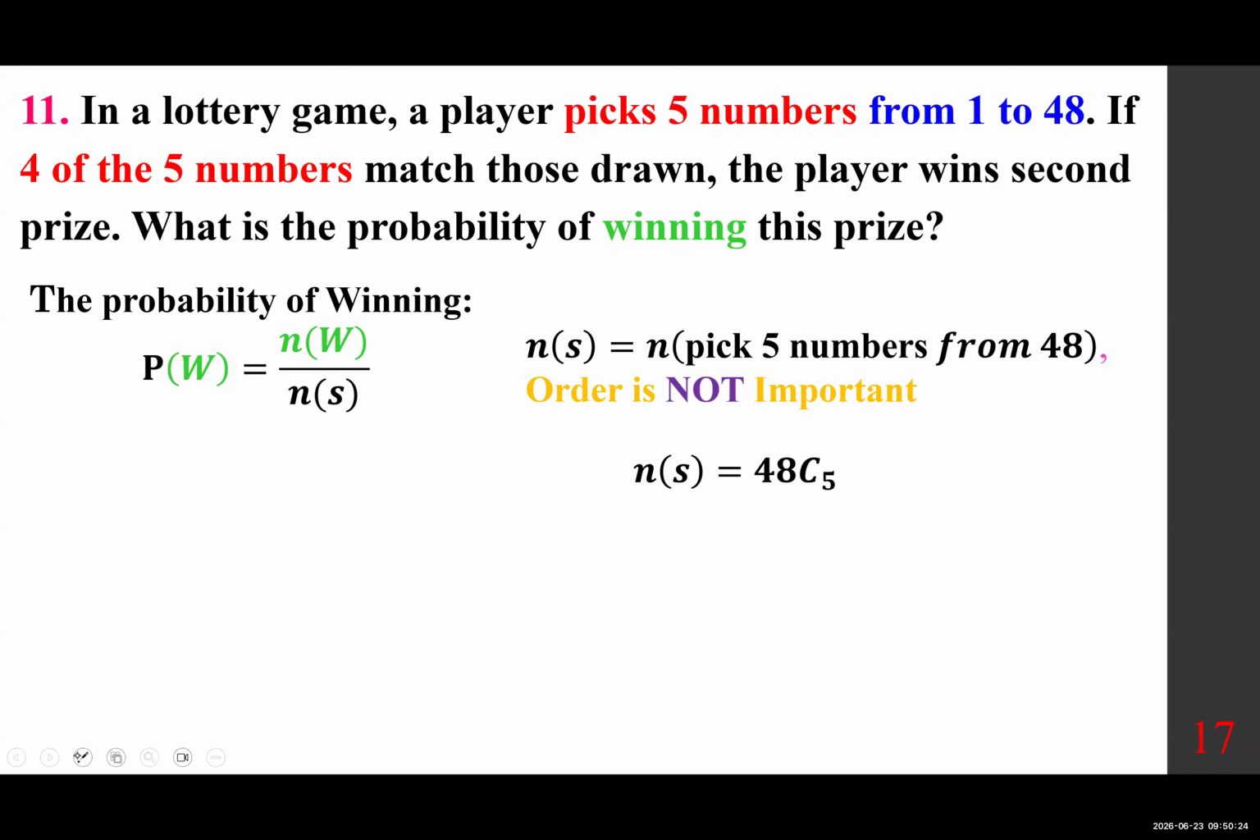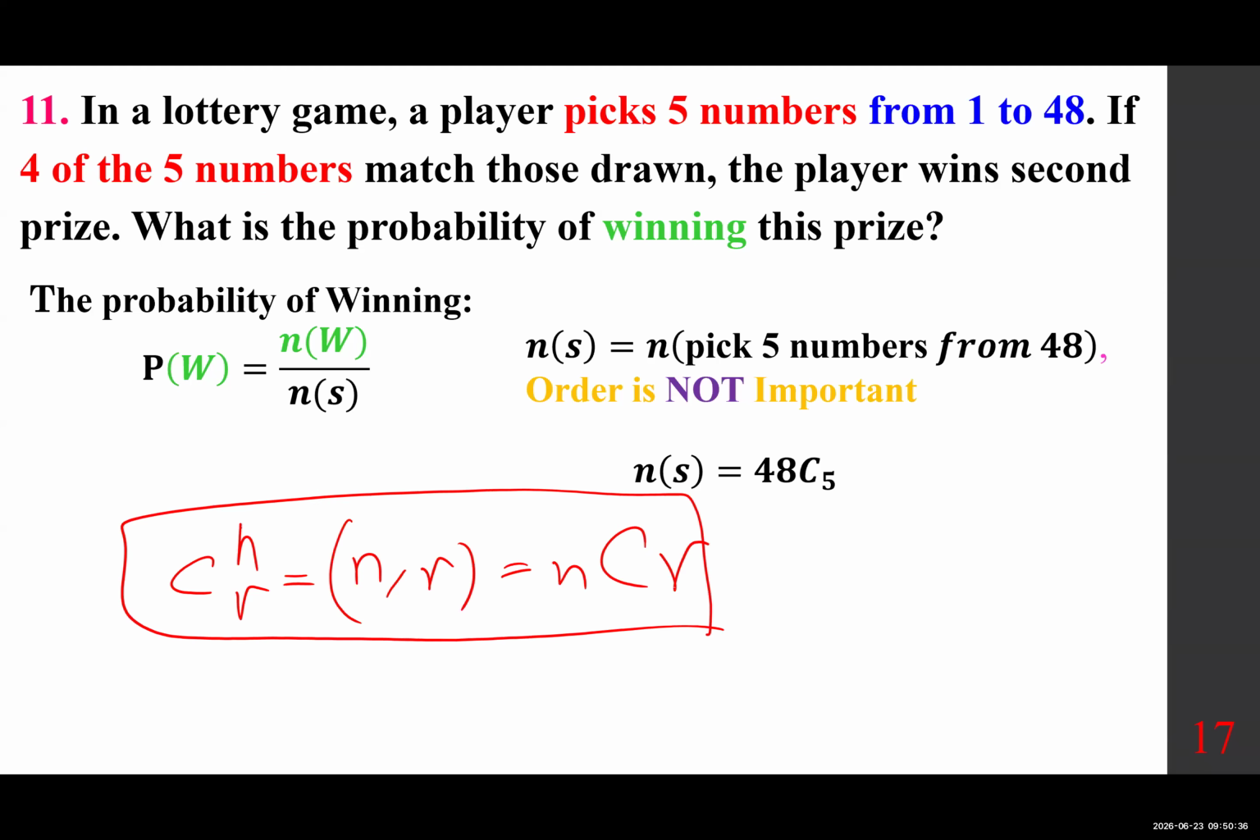So n of s is a combination, and that's another way of writing it. For combination, C(n, r), or n comma r in the parentheses, or nCr, they all mean the same thing. Okay, so those are different notations. So if that is the case, 48 factorial over 5 factorial times 48 minus 5 factorial, that would be n of s. Now, what about the winning? Let me erase my work.